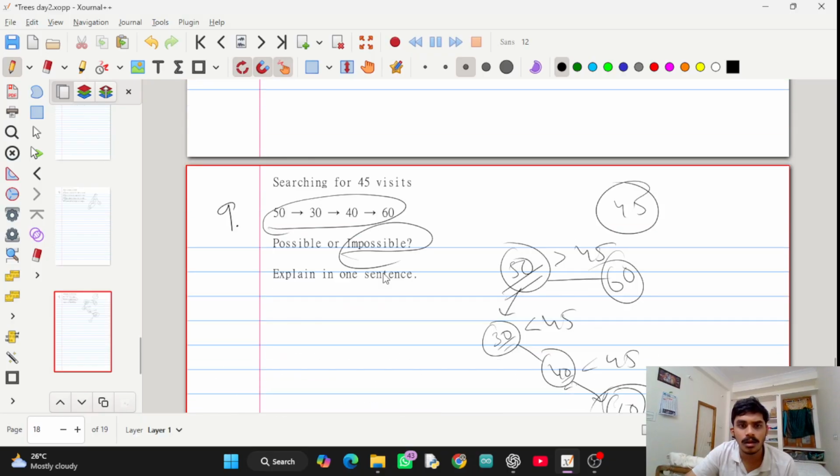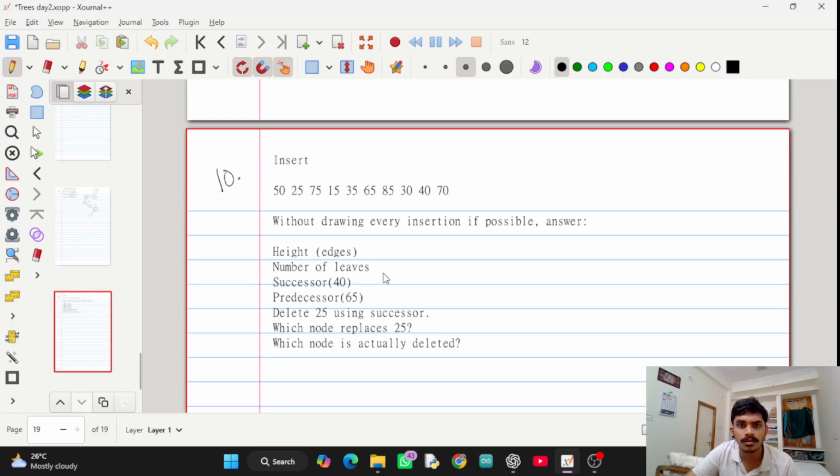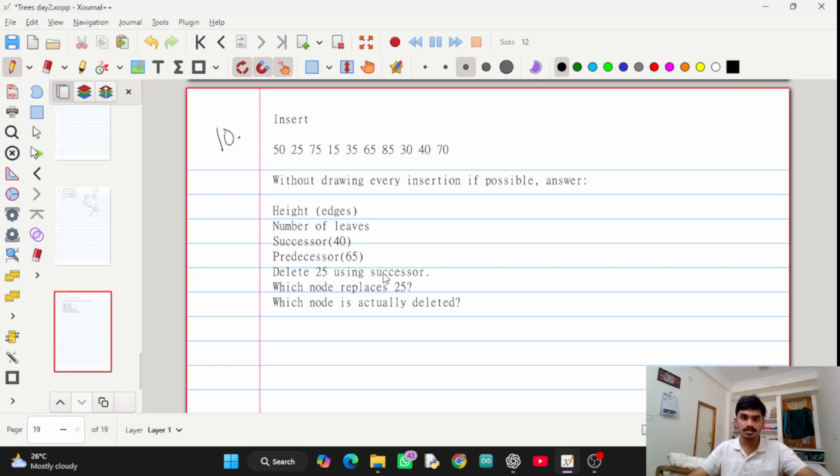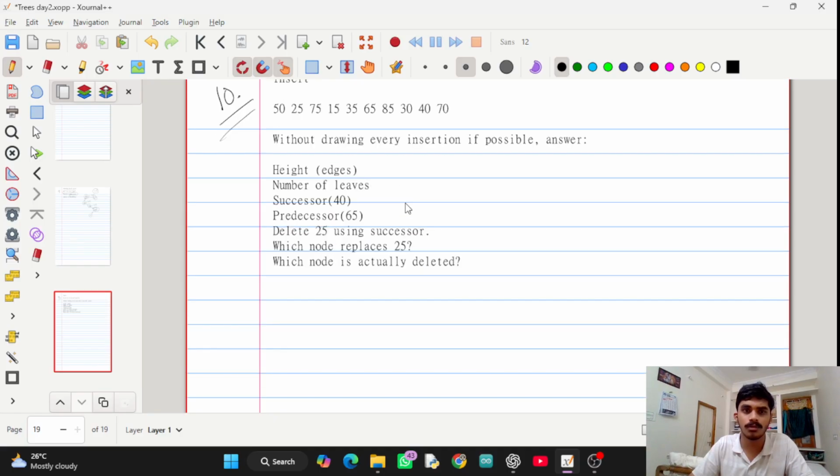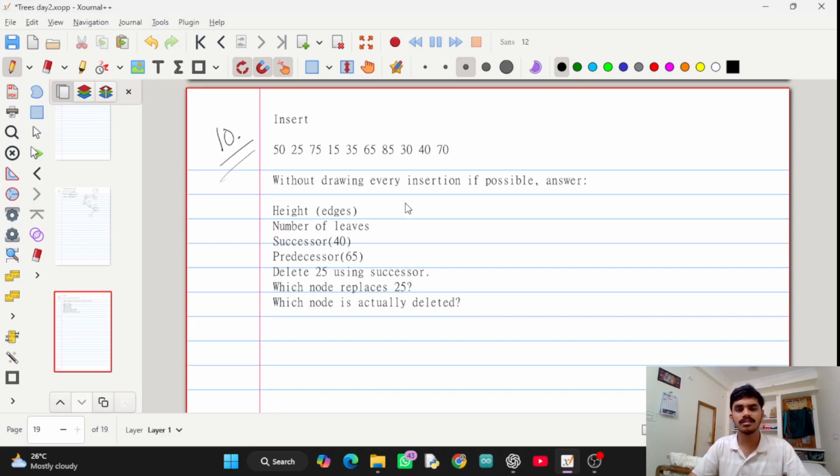So now we are going to our last and final question for the session. Let's consider question number 10. Insert without drawing every insertion if possible. Bro, you are saying insert and then saying without drawing every insertion. Hide edges. And now let's choose to draw this.